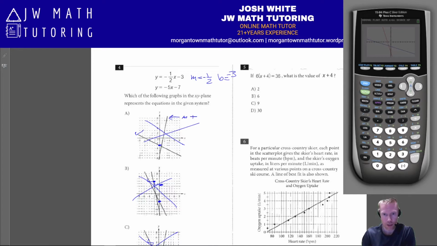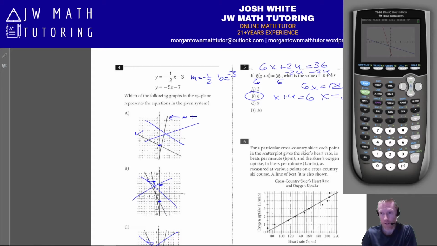For this one, it is going to be a very simple problem because all you have to do is technically divide by 6. And then you just get x plus 4 equals 6. And you can just leave the answer like that. Now, some people would instinctively distribute the 6 and get 6x plus 24 equals 36. And then go ahead and solve it. 6x equals 12. x equals 2.